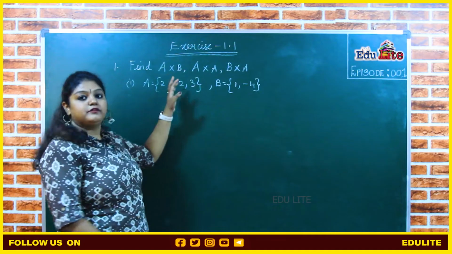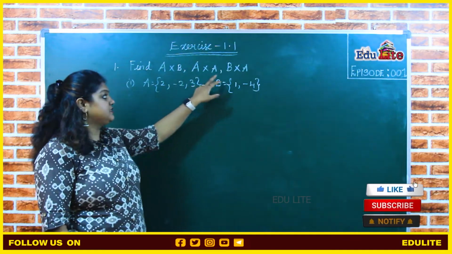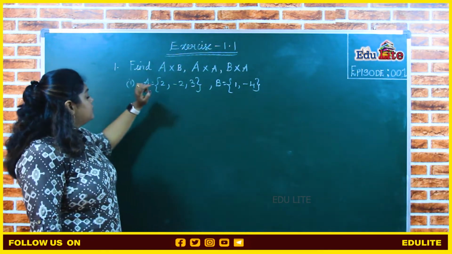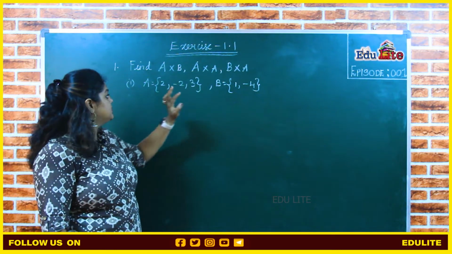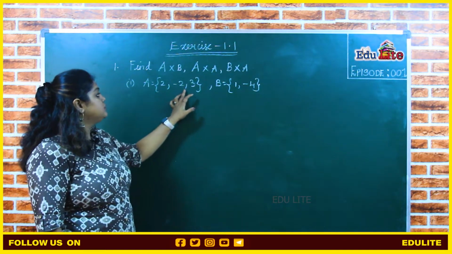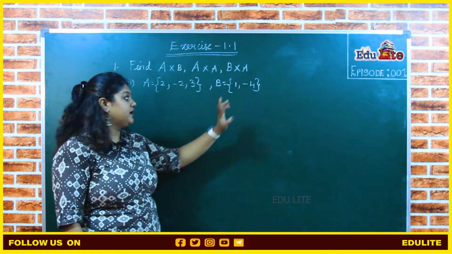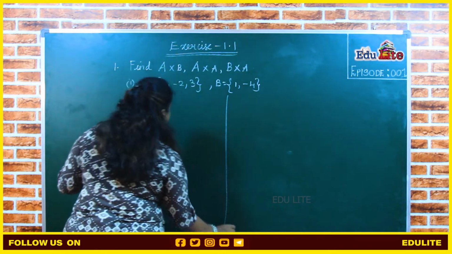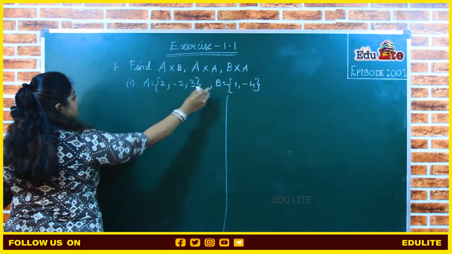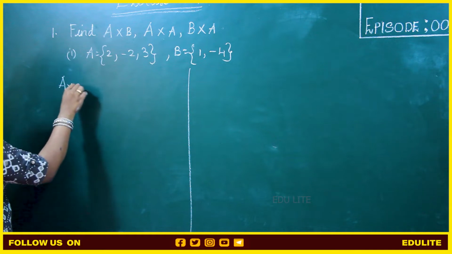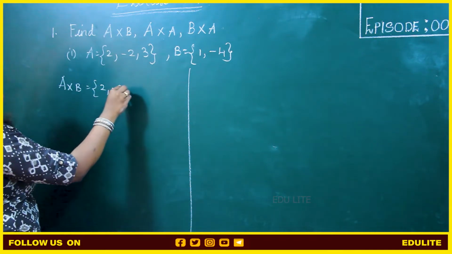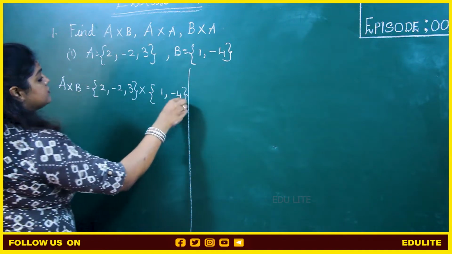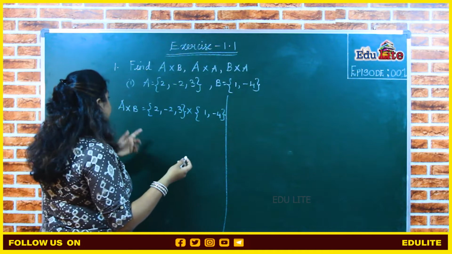In the first problem we have to find A cross B, A cross A and B cross A for various sets A and B. For the first set, A equals {2, -2, 3} and B is {1, -4}. We will find these three things for the sets A and B. We start with A cross B for this set. A cross B, where A is {2, -2, 3} and B is {1, -4}. How do we write A cross B?